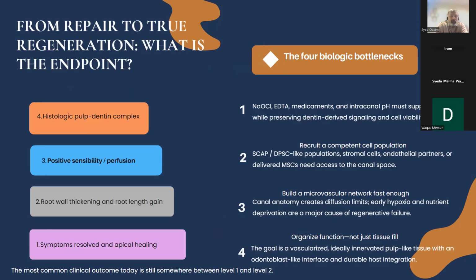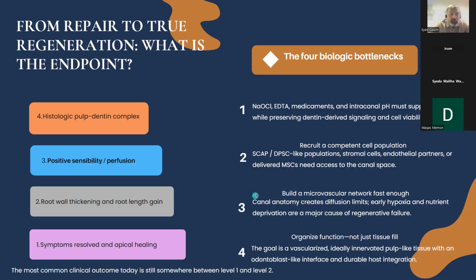Some of this is actually very important, because you can see these four headings that I put down here: symptoms resolved and apical healing occurring, root wall thickening and root length gain, positive sensibility and perfusion, and histologic pulp dentin complex formation. So this is called true regeneration. We're not just repairing, we really want the pulpal tissue to be as it was before it got infected, or went under apoptosis or necrosis.